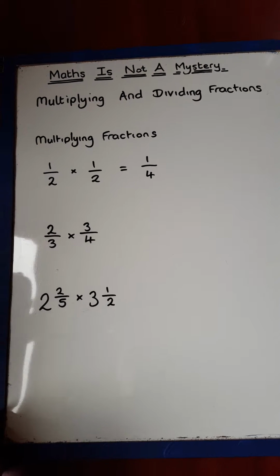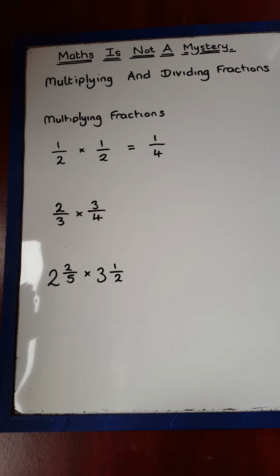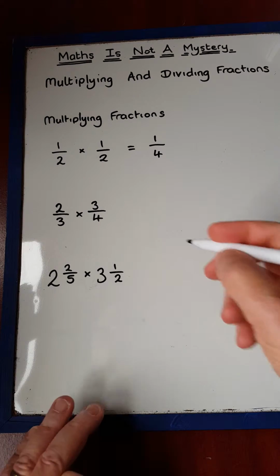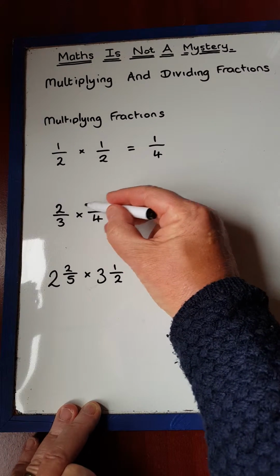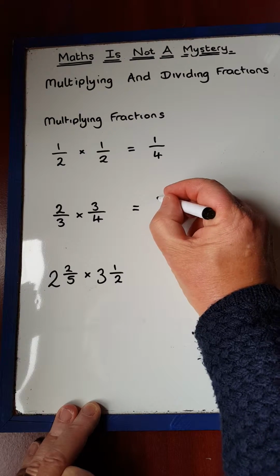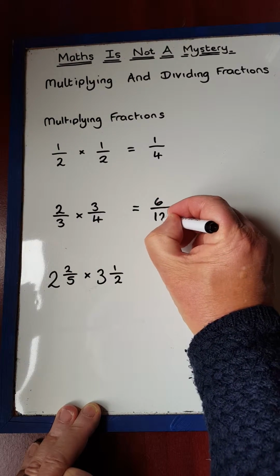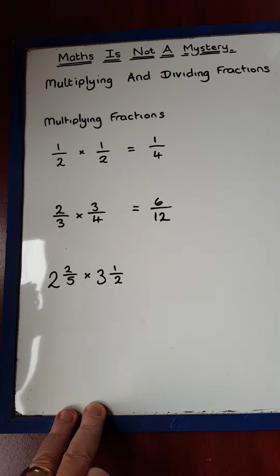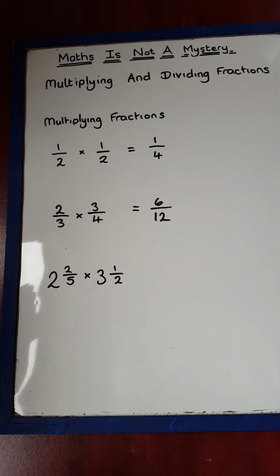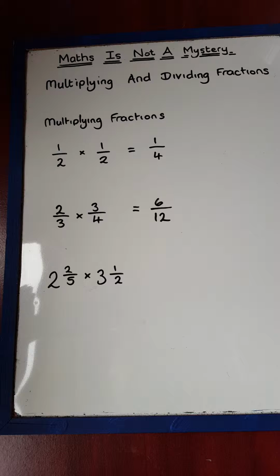So let's go on to one that's marginally more difficult, but not much. 2/3 times 3/4, multiply across the top. So 2 times 3 makes 6. 3 times 4 across the bottom makes 12. Now that's not finished this time because that can be simplified, can't it?